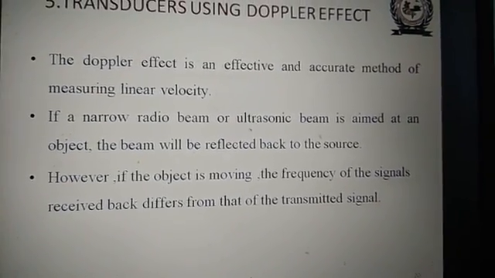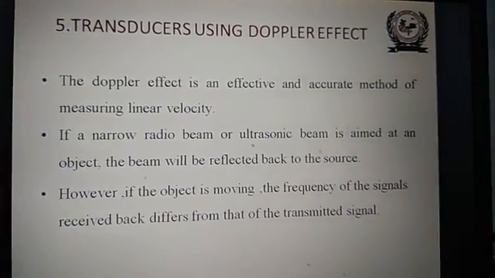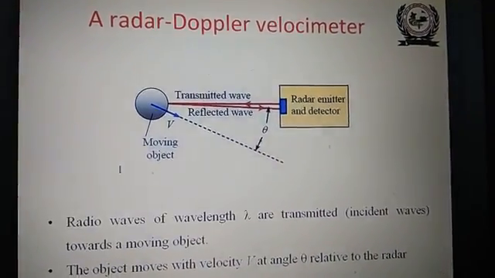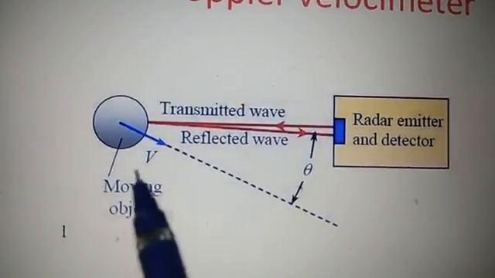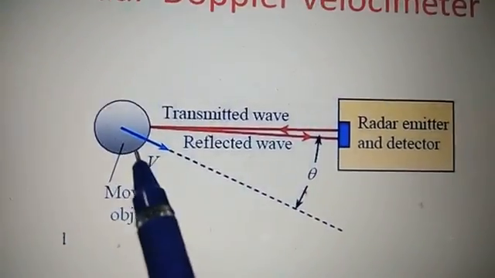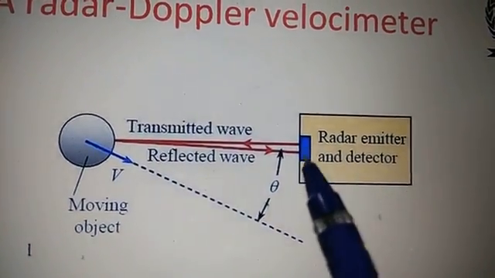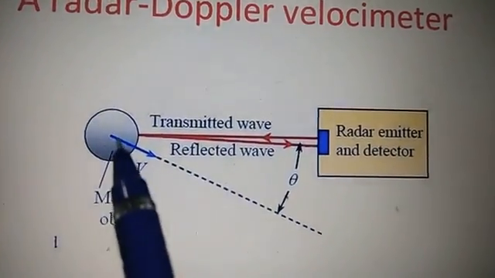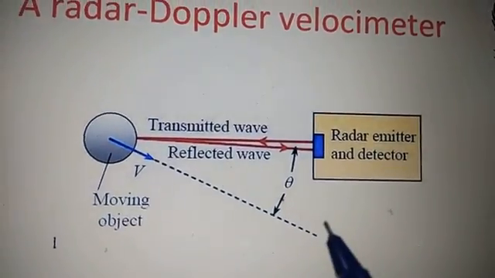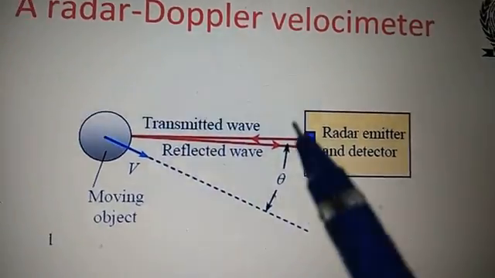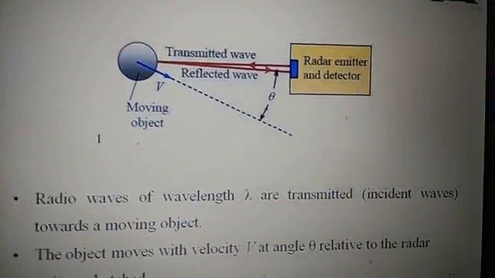The ultrasonic beam will fall on a particular object, and that object may be a moving object. So it will be reflected back to the source, and that reflection will be different from the original one. You can see here a radar Doppler velocity meter. This is the moving object, and this is the radar emitter and detector. This is the transmitted wave to the object, and this is the reflected wave. The reflected wave has a phase difference from the original wave, and this object will be continuously moving.